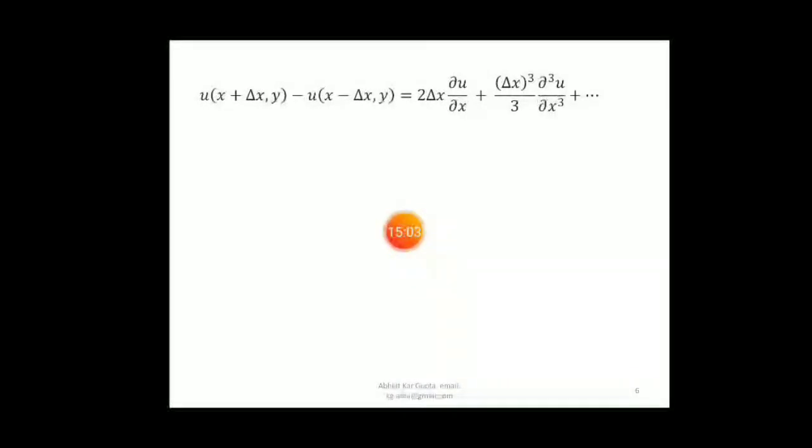So in this difference formula, on the right side, if you again discard the third order term onwards, you will arrive at a formula: del u del x is approximately equal to u(x plus delta x, y) minus u(x minus delta x, y) by twice delta x.